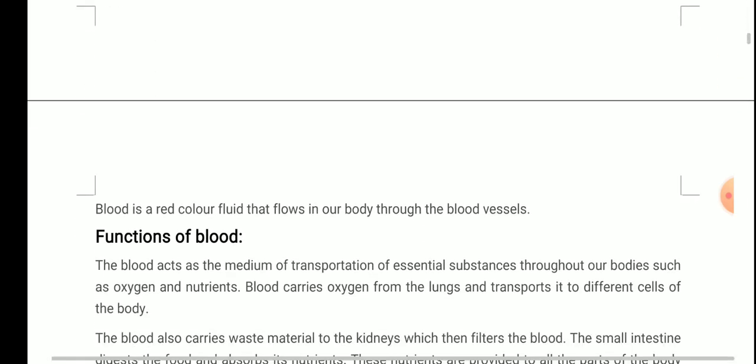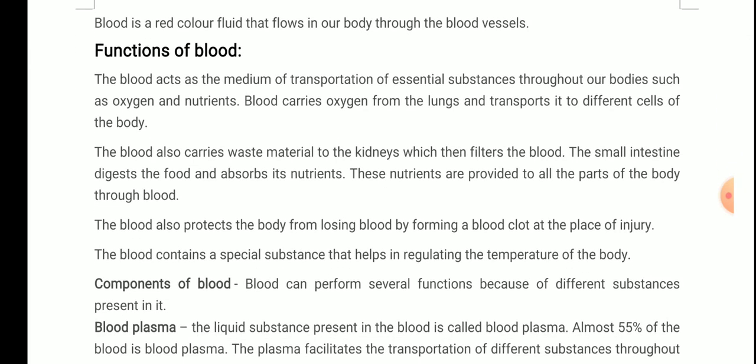Let's start with the first component, that is blood. What is blood? Blood is a red color fluid that flows in our body through the blood vessels. See students, in animals, there are two kinds of circulatory system. One is the open circulatory system and the other is the closed. Open means there are no blood vessels, the blood flows directly into the cavities. Closed circulatory system means the blood follows a particular pathway, that is, the blood vessels. So you can easily say that the circulatory system of human beings is a closed circulatory system.